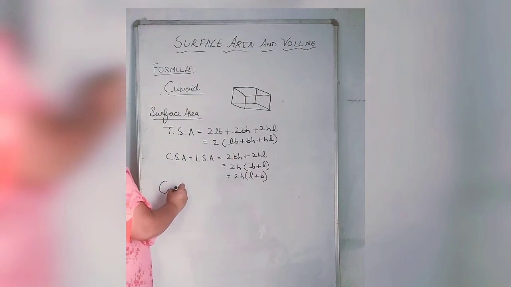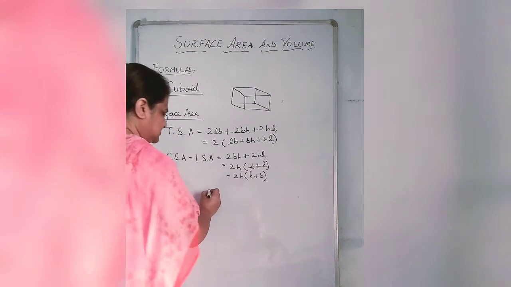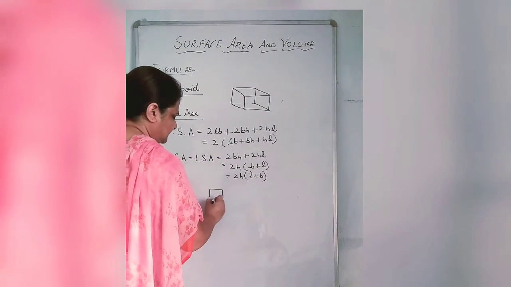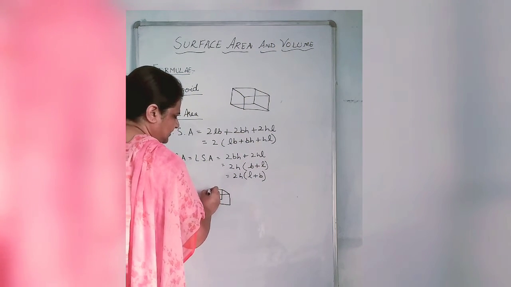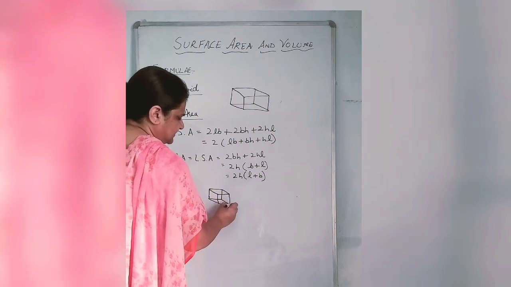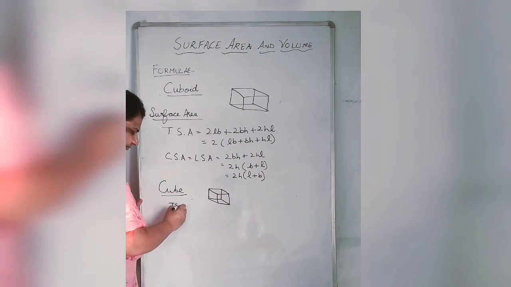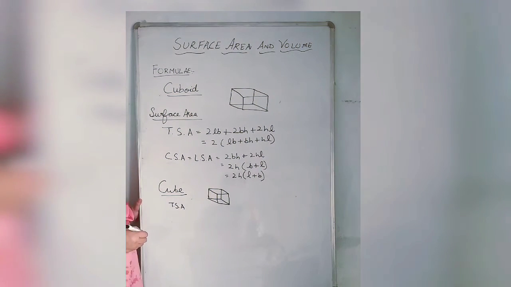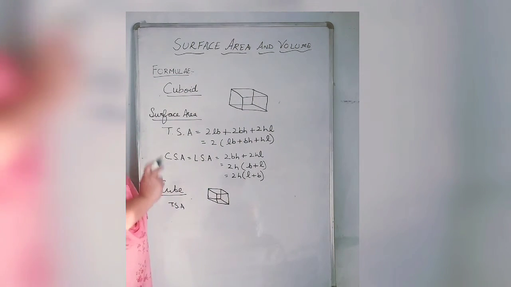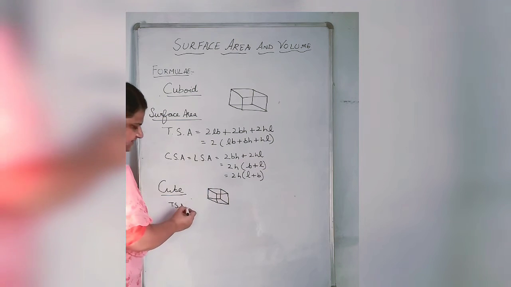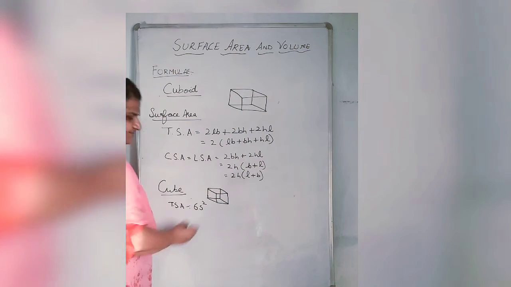Next concept I can talk of is cube. Again we know cube is a 3-dimensional figure which comprises of 6 squares. 6 squares when joined together, we are getting a cube. Again when I talk of total surface area, that means 6 squares joined together. The area of one square is side square. So I have joined 6 squares, so its area is 6 side square.